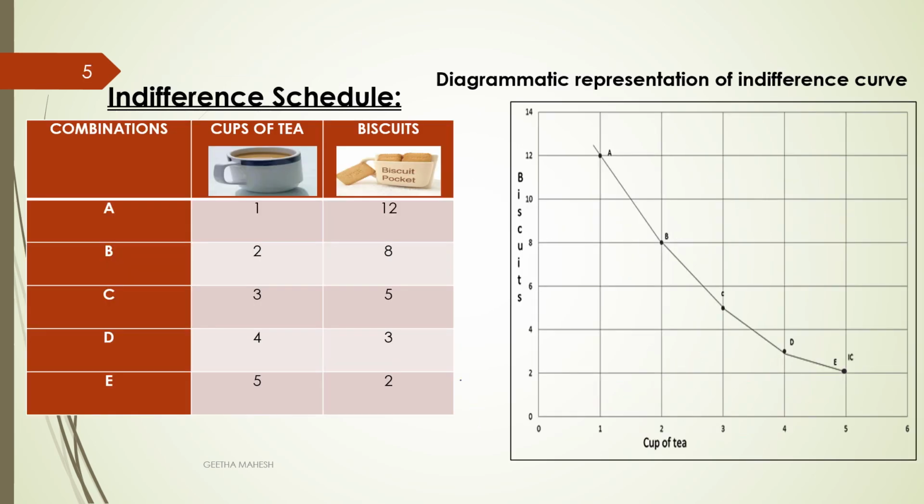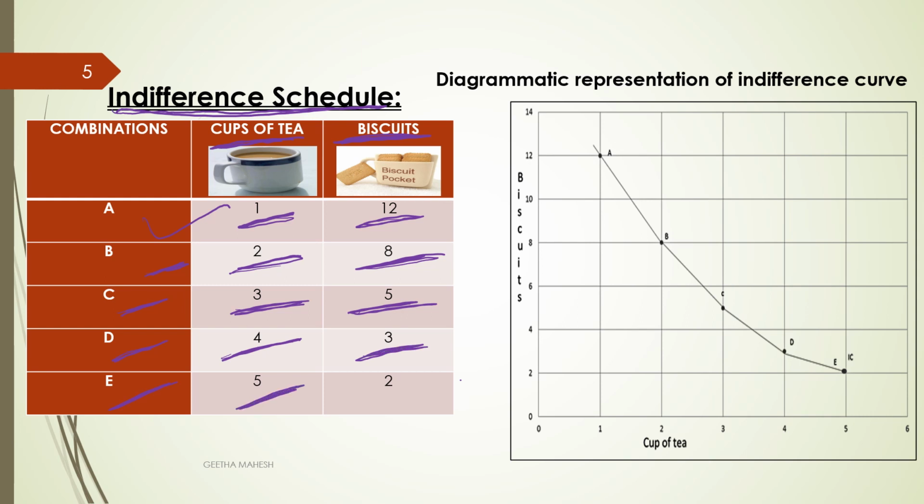Now let us understand with the help of an indifference schedule. The indifference schedule shows different combinations of cups of tea and biscuits. So you can see combination A, 1 cup of tea and 12 biscuits. Combination B, 2 cups of tea and 8 biscuits. Combination C, 3 cups of tea and 5 biscuits. Combination D, 4 cups of tea and 3 biscuits. And combination E, 5 cups of tea and 2 biscuits.